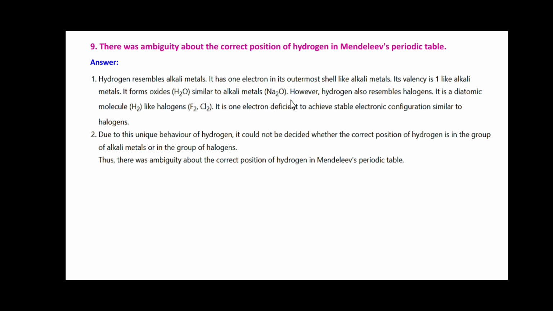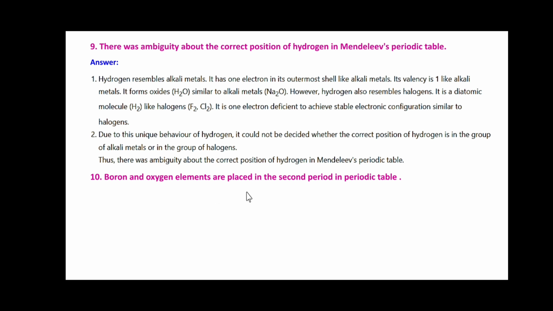However, hydrogen also resembles halogens. It is a diatomic molecule, H2, like halogens F2, Cl2. It is 1 electron deficient to achieve a stable electronic configuration, similar to halogens. Due to this unique behavior of hydrogen, it could not be decided whether the correct position of hydrogen is in the group of alkali metals or in the group of halogens. Thus, there is an ambiguity about the correct position of hydrogen in Mendeleev's periodic table.